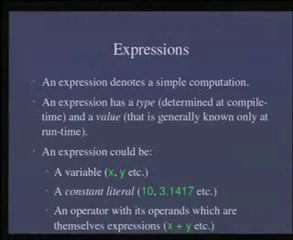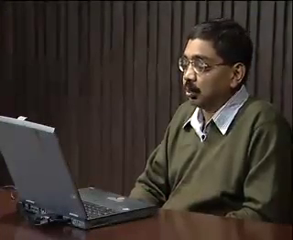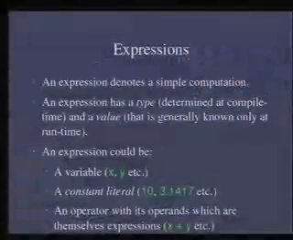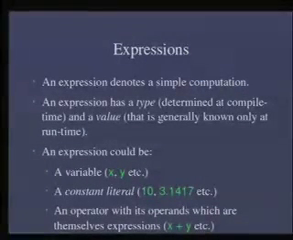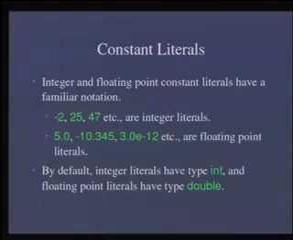So an expression in general could be simply a variable, for example x or y or whatever variable. So a simple variable is also an expression. An expression could also be a constant literal, such as the number 10 or the number 3.1417, etc. And the more complicated expressions are formed out of these kinds of simpler expressions by using operators. So we are already familiar with some arithmetic operators like plus, minus, division, multiplication, and so on. Every operator has some operands. Most of the operators that we have seen so far are binary operators, which means that they have two operands. So in this example, x plus y is an expression, plus is the operator, and x and y are the operands for this expression.